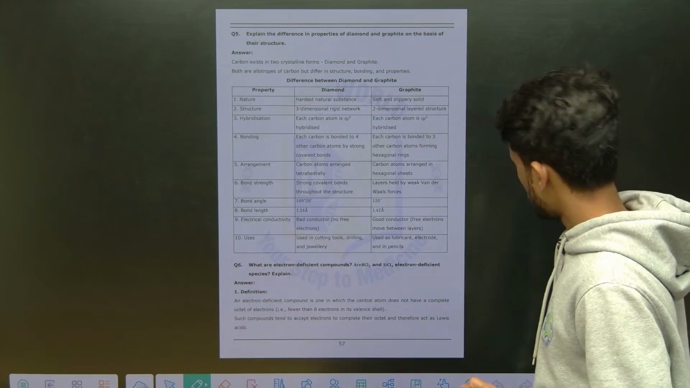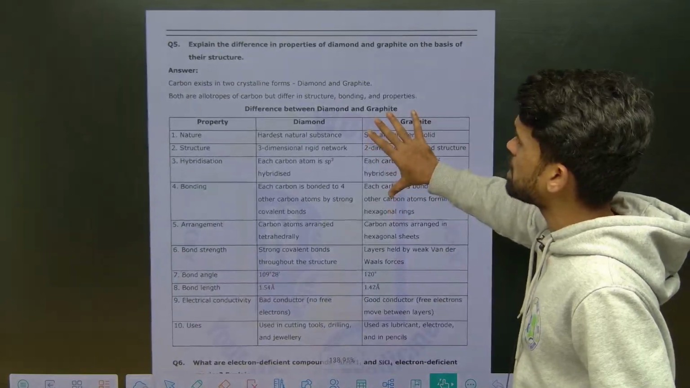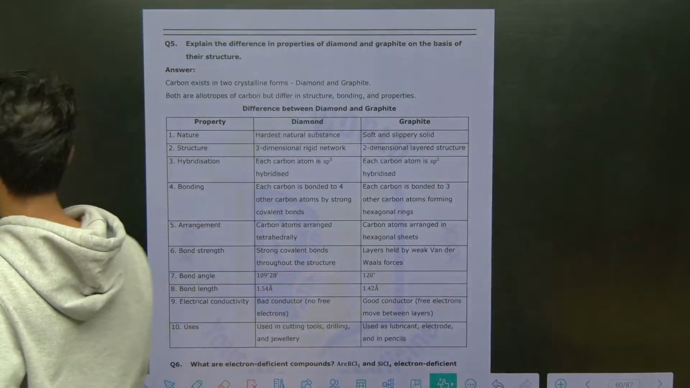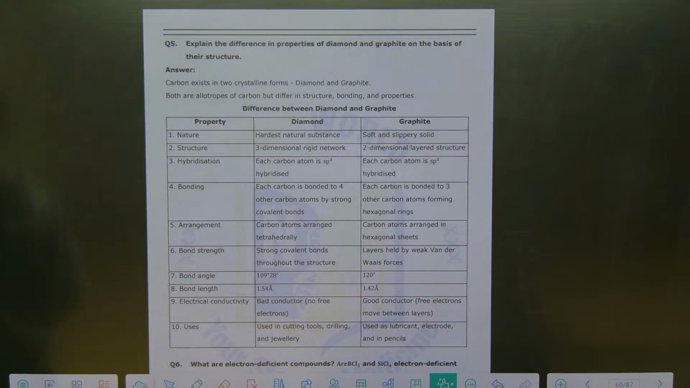And the next question they will be asking: explain the difference in the properties of diamond and graphite. What are the differences in the properties of diamond and graphite?